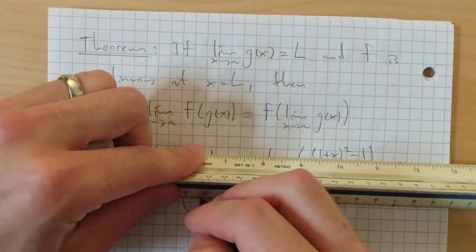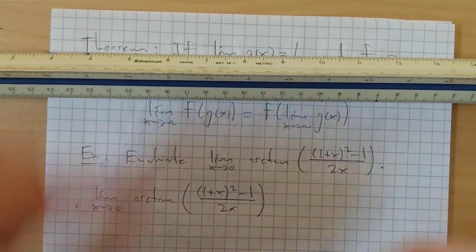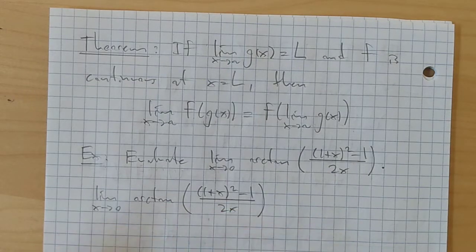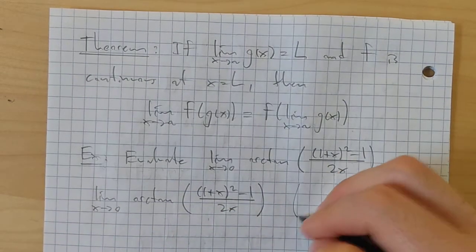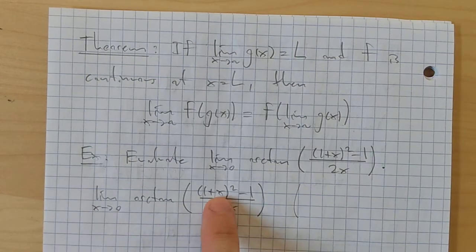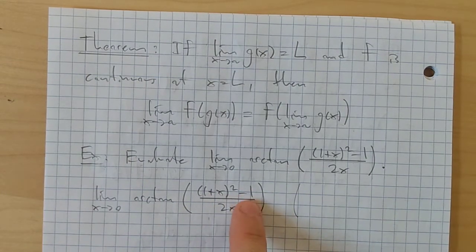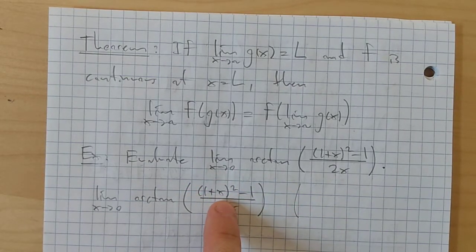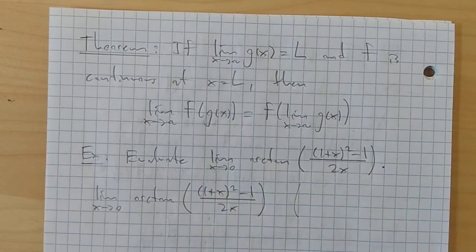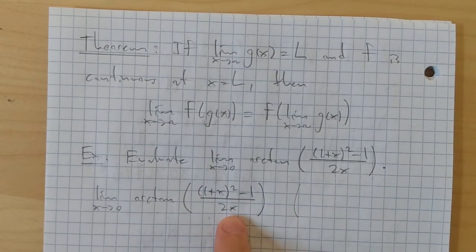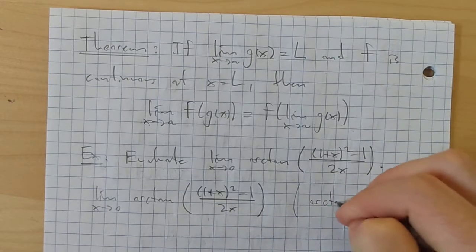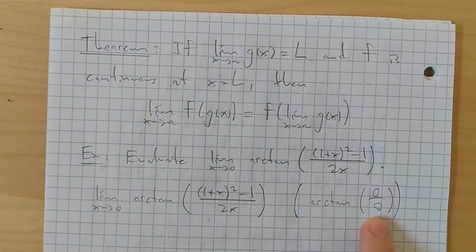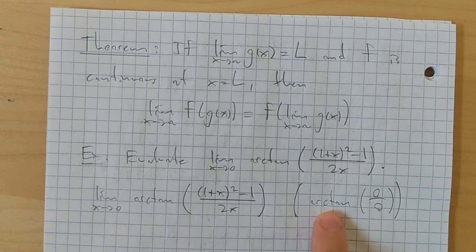First thing I should check is how does this function behave as x approaches 0? Is this even indeterminate? Well, if you check as x approaches 0, in here you're going to get 1 plus 0 squared minus 1. So the numerator is going to get closer and closer to 0 because you've got 1 squared minus 1, essentially 1 minus 1, 0. And the bottom, 2 times 0, you're going to get 0. So this thing looks like arctan of 0 over 0. So there's this familiar indeterminate form 0 over 0, but it's inside an arctan.